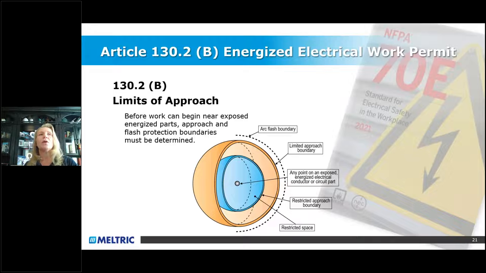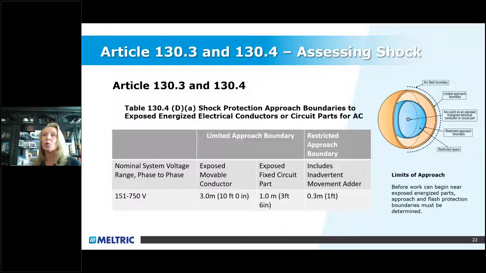So all of these, we've talked about this limited approach boundary over and over, and its importance. There is a table in Article 130 that allows you to calculate what the limited approach boundary is around a particular exposed energized electrical conductor or circuit part. It changes with the voltage. I have chosen a section in here for a lower voltage scenario because MELTRIC deals in low voltage electrical connectors that eliminate arc flash and shock. But here, this allows you to calculate what is that limited approach boundary.